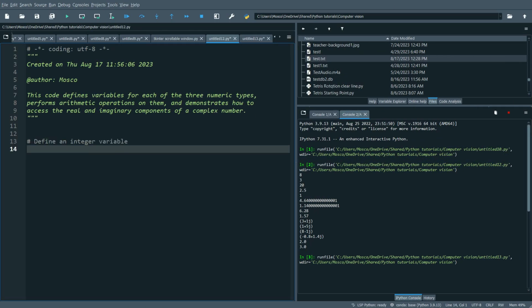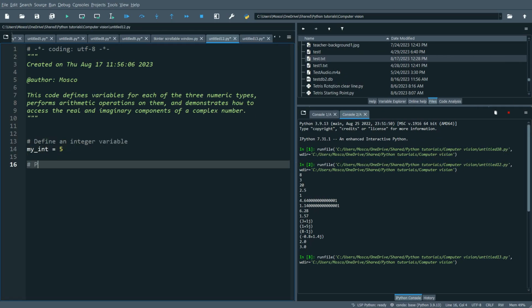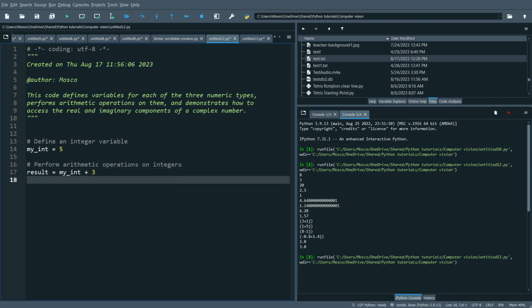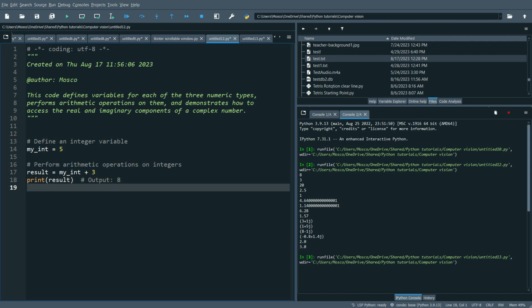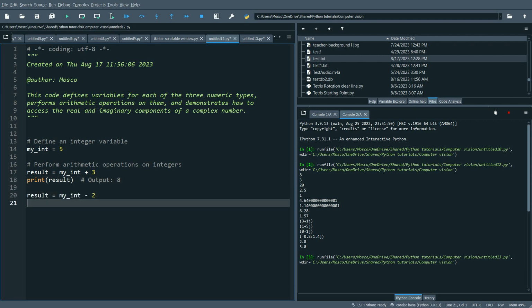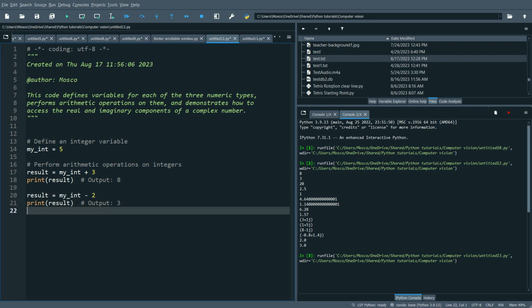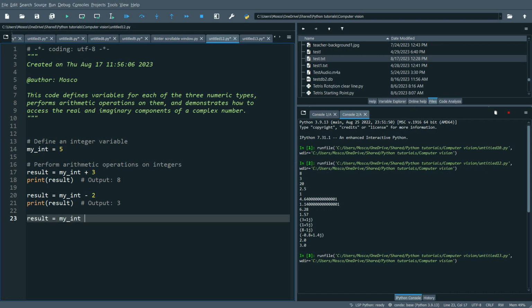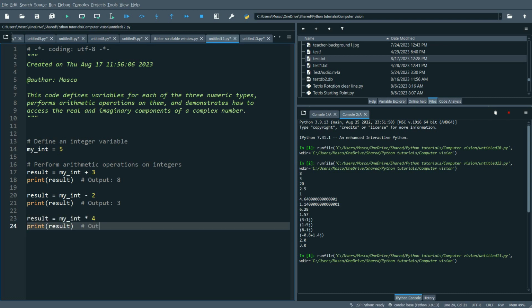First, we have integers. Integers are whole numbers, such as 5, 10, and -3. You can perform basic arithmetic operations on integers, such as addition, subtraction, multiplication, and division. You can also use the modulo operator to get the remainder of a division operation.